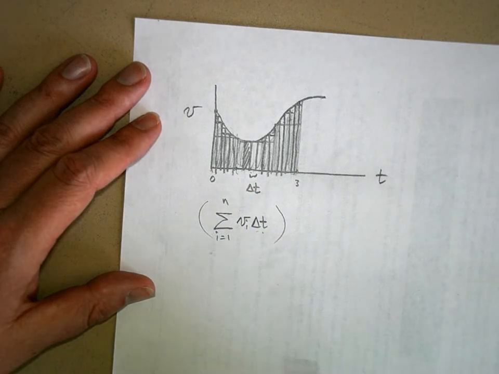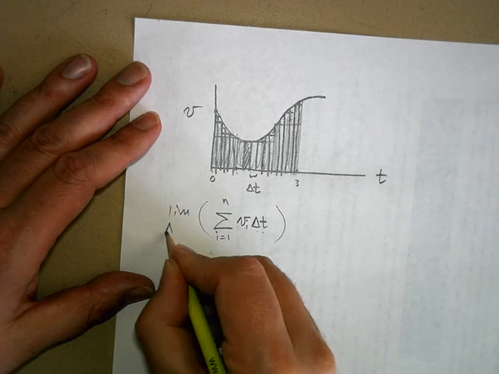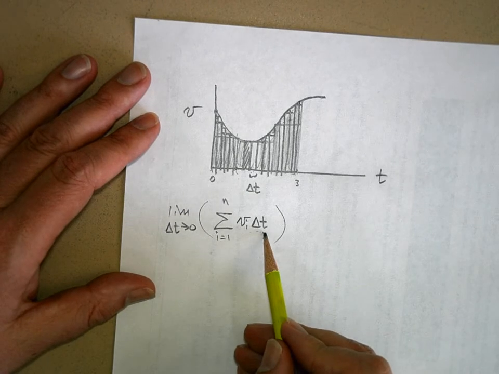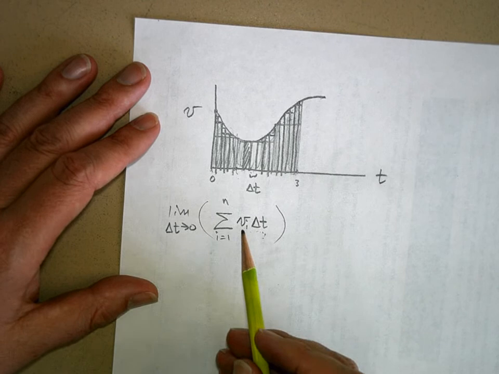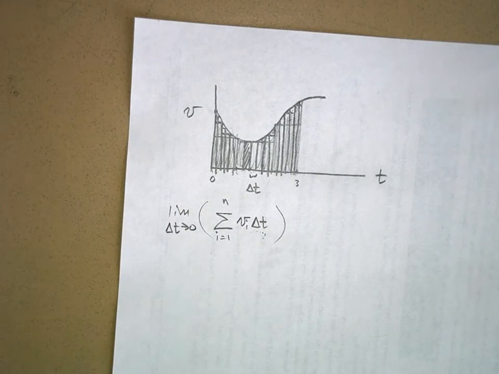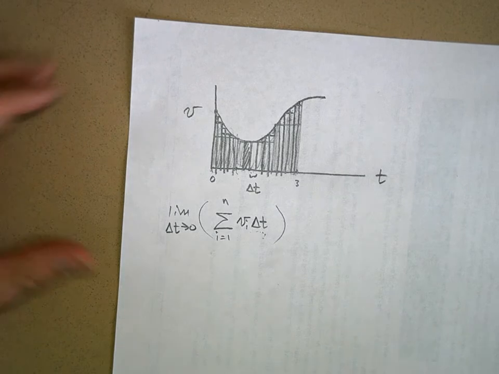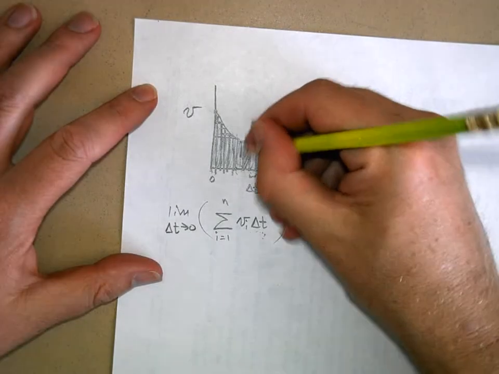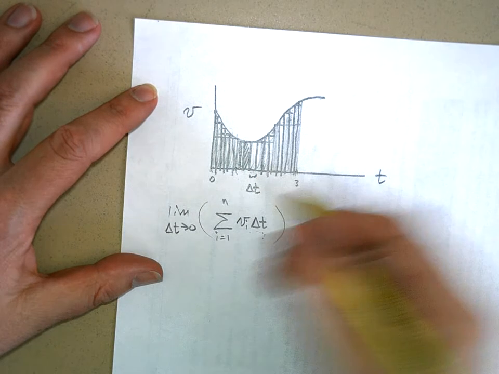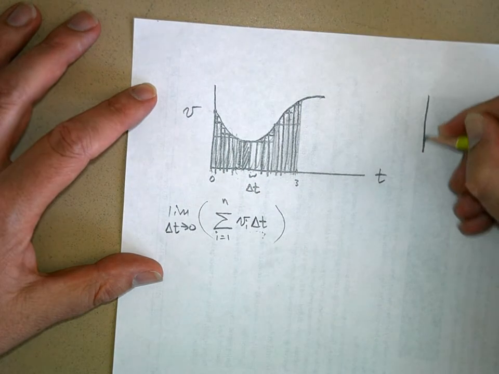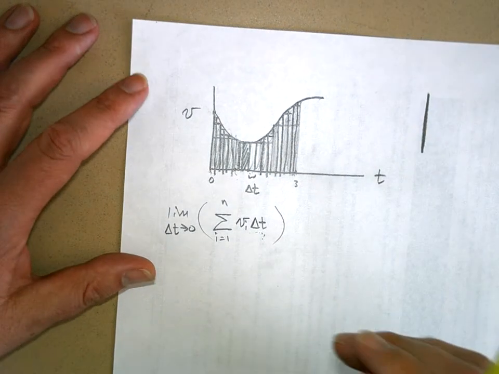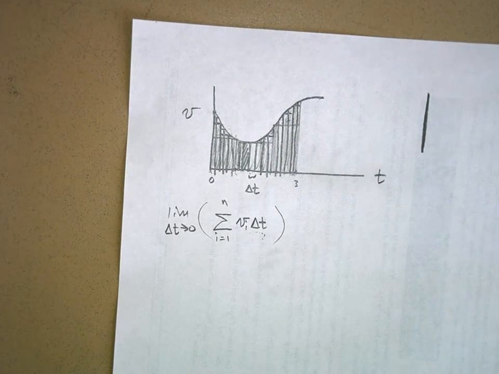Let's take the limit of this as delta t goes to 0. We're going to let delta t go to 0. Well, what does that do to my number of rectangles? It becomes infinite. So I get a little infinitesimal slice here. Let's take a look at it. An infinitesimal slice of this area is infinitely small. It has infinitely small area.